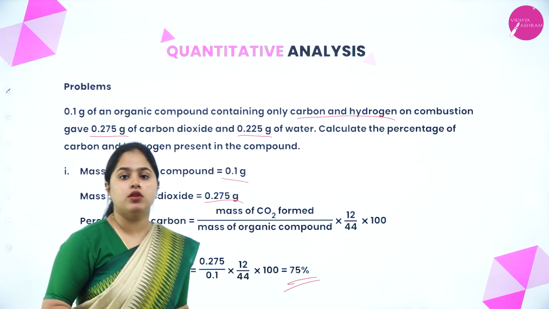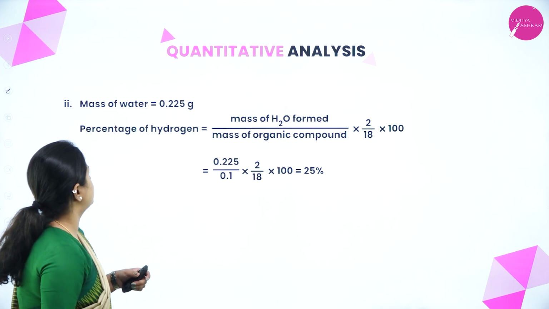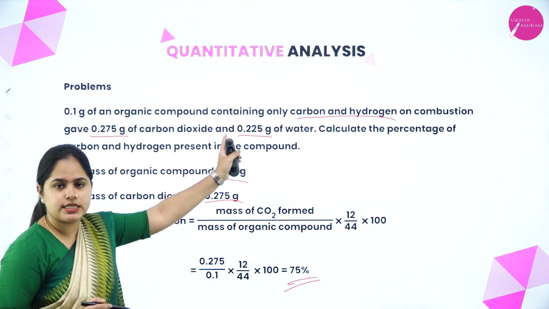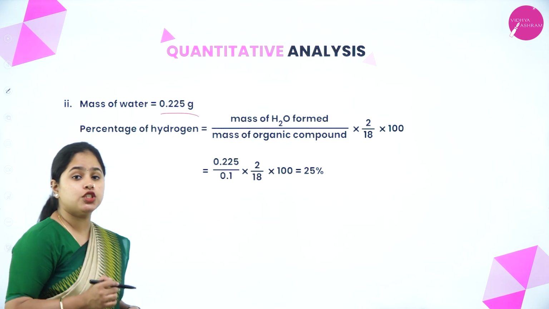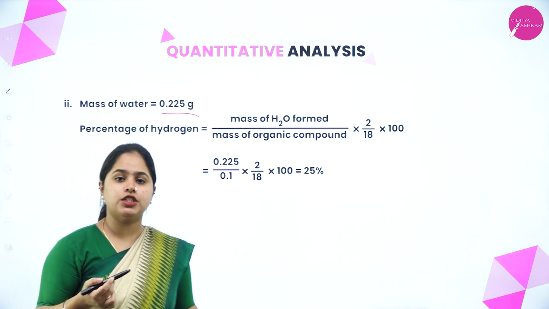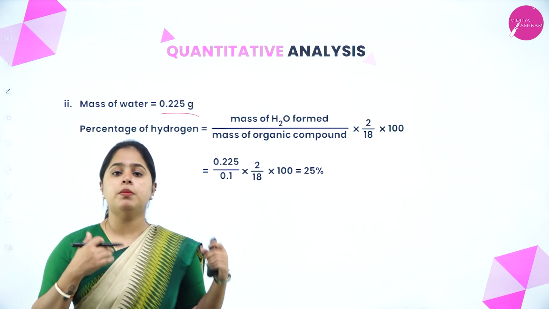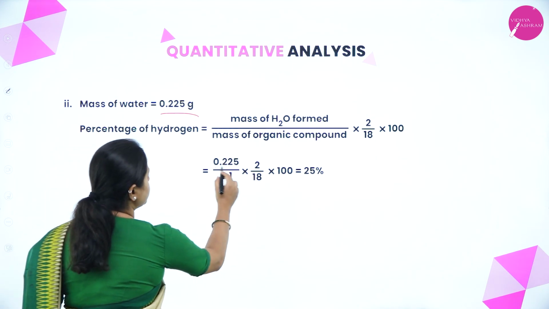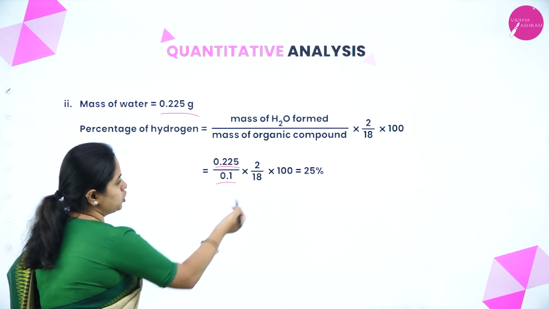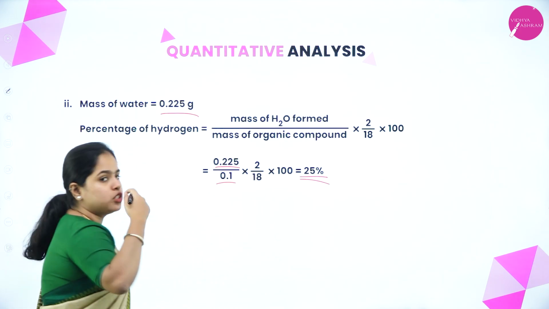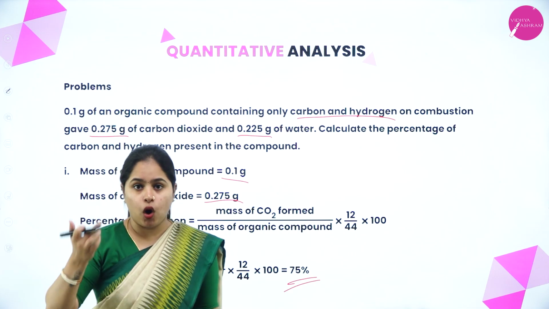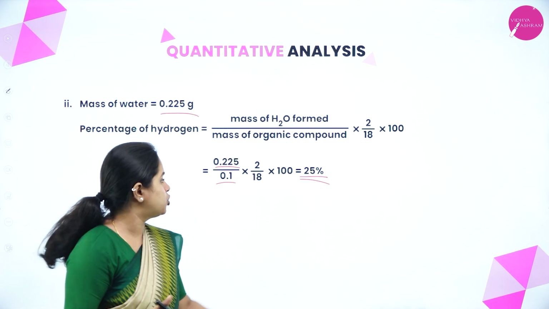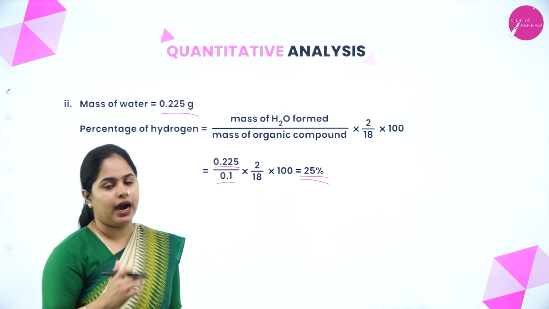Yes, now we will calculate the mass of hydrogen which is formed. So mass of water is given as 0.225, and the percentage of hydrogen, how do we calculate from the equation? Mass of water formed divided by mass of organic compound into 2 by 18 into 100, right? So it is 0.225 divided by 0.1 into 2 by 18 into 100, which will give you 25%. So in the organic compound, 75% is carbon and 25% of it is hydrogen, right?